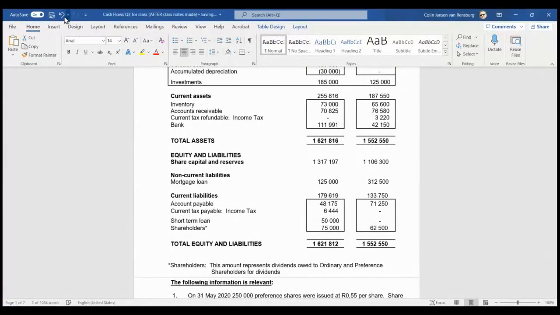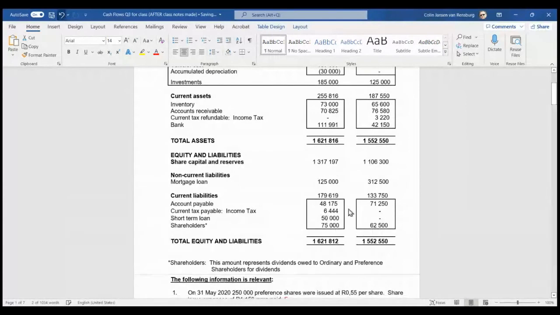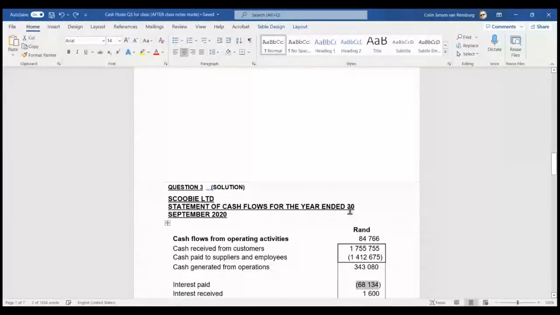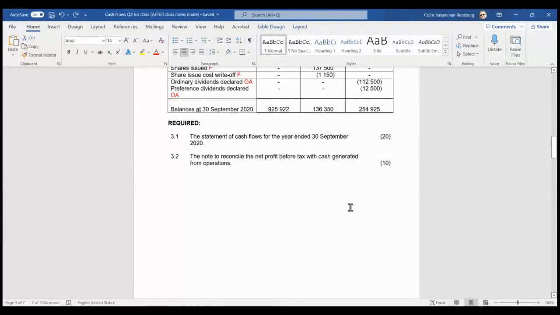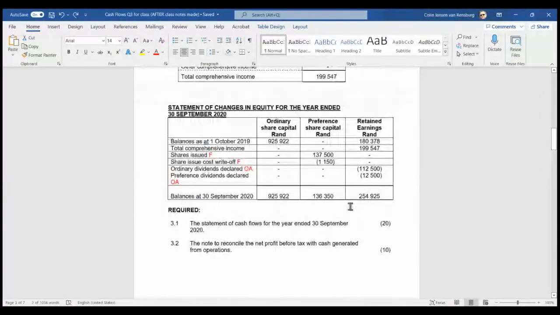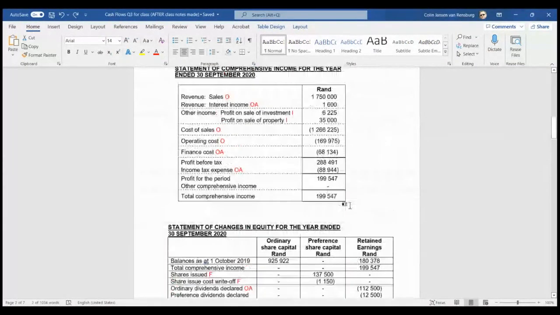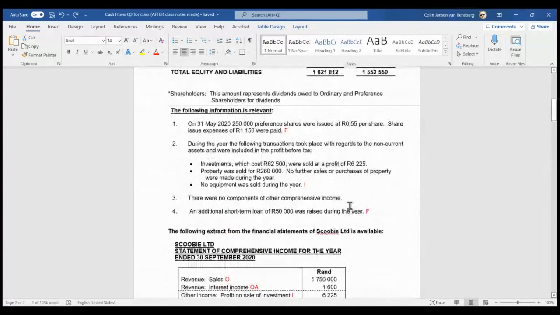Let me just undo that. Whatever I've done, let me undo it. Oops, I made a little boo-boo there. Where is it now?